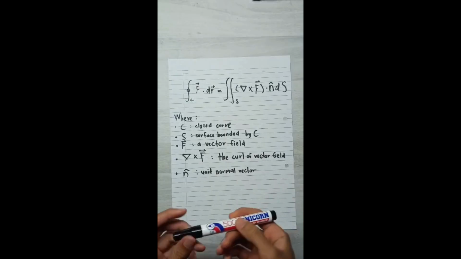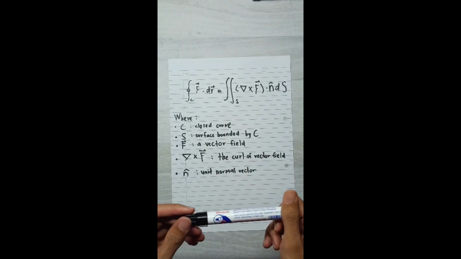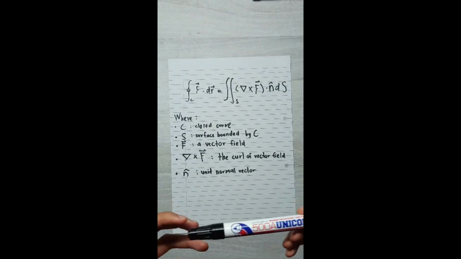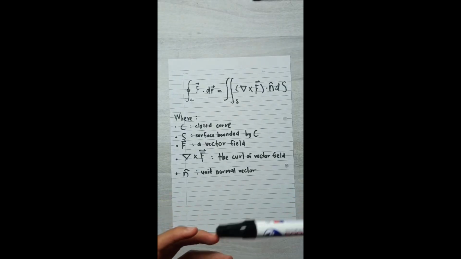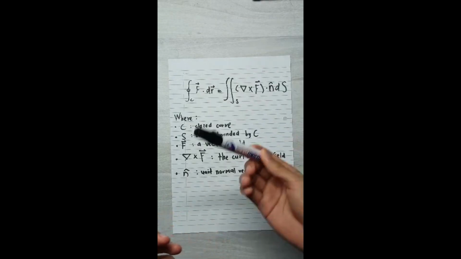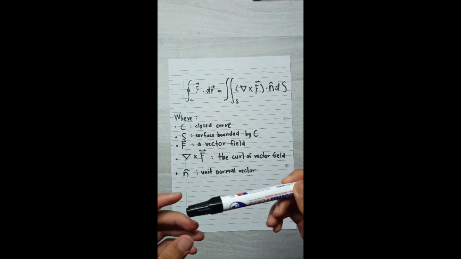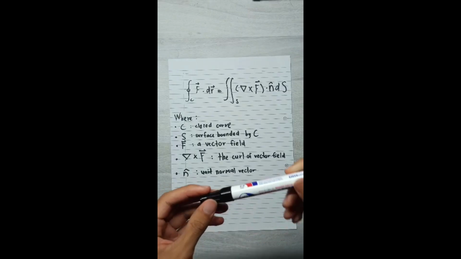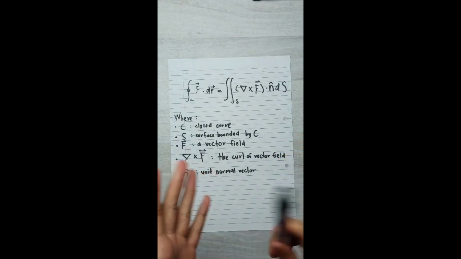Imagine the loop of a wire in a magnetic field, where the circulation around the wire is directly related to how the magnetic field swirls through the surface it encloses. This is the essence of Stokes' Theorem.